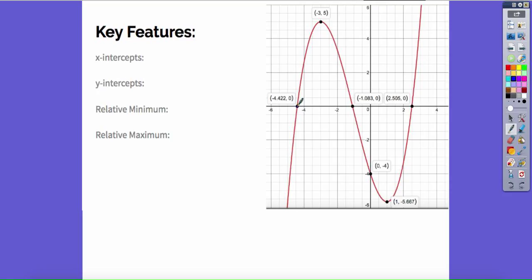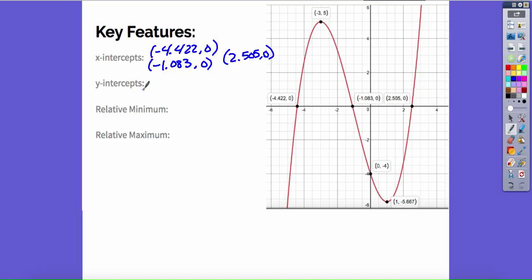So it happens here at this first point, which is negative 4.422 comma 0. I've got another one right here at negative 1.083 comma 0. And my last one is over here at 2.505 comma 0. Notice that all of my y values here are 0 because it's on the x-axis, so I have not gone up or down, so that's why I have a y value of 0.